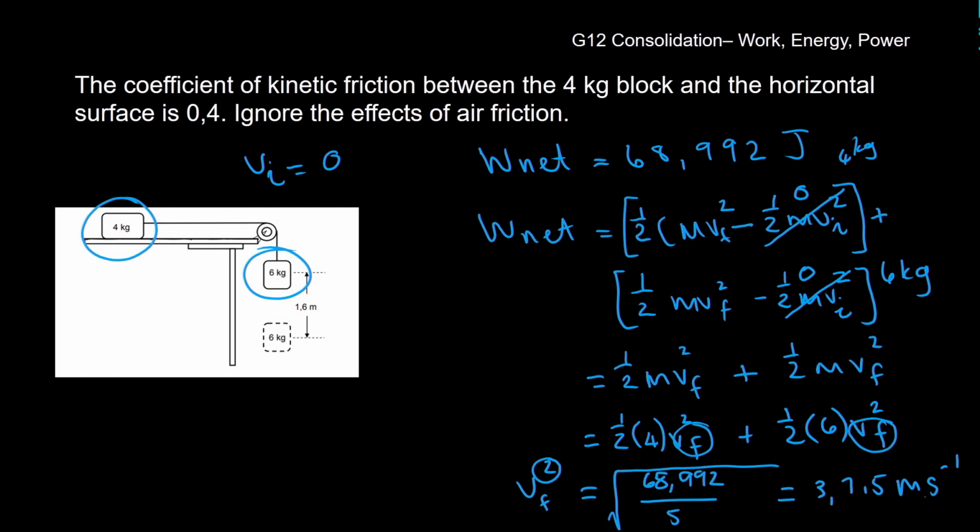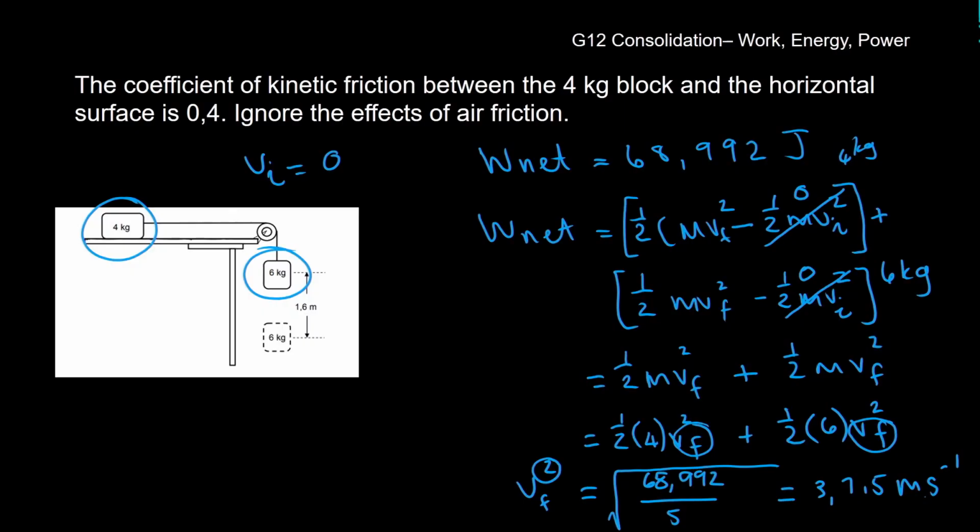This final velocity of the 4 kilogram block and the final velocity of the 6 kilogram block have to be the same because they are joined by the string. They're joined by the string, it means that both of them have to move at the same velocity. And that's why we end up with a v squared final, and we can work out then the velocity of the 6 kilogram block because both of them are moving at the same velocity.